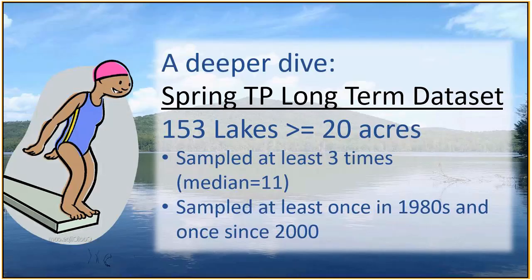So we decided to take a deeper dive into our long-term spring phosphorus data set to begin to look at what might be going on with this. We have 153 lakes greater than 20 acres that were sampled at least once during the 1980s, once since 2000, and at least 3 times overall, with a median of 11 sampling events per lake. So this is about half of the lakes in the state over 20 acres that we have this very long spring phosphorus data set for.